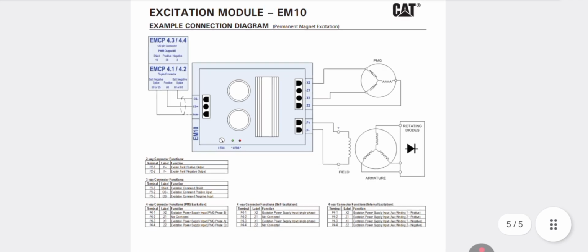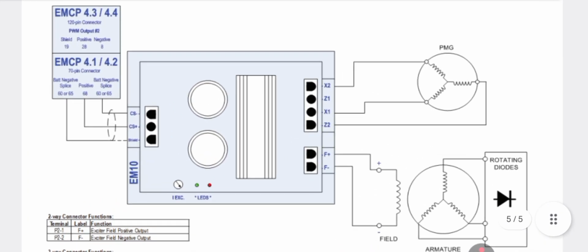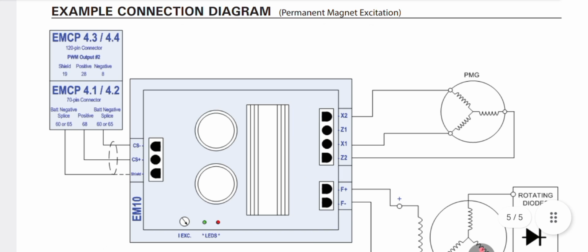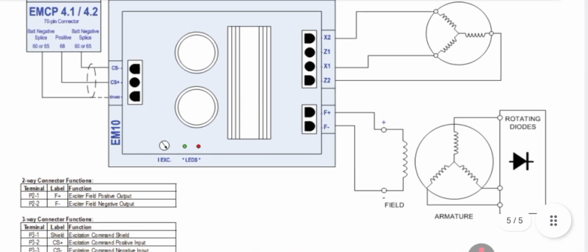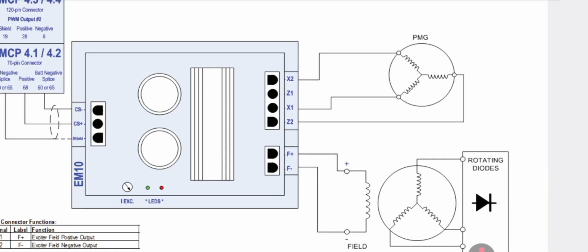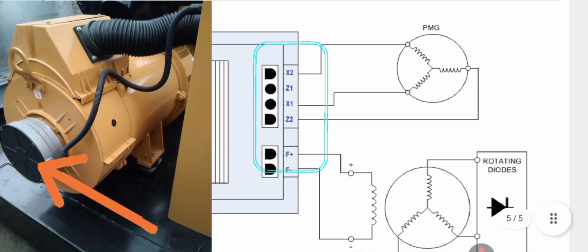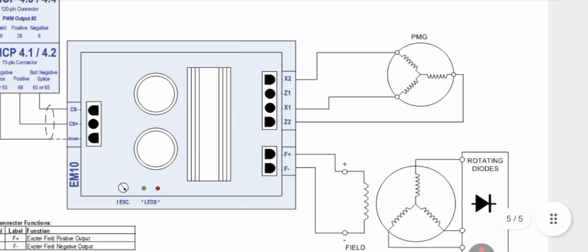Now as you can see here, this controller is most of the time installed with the EMCP 4.3 and 4.4, 120 pin connector, and sometimes EMCP 4.1 and 4.2, 70 pin connectors. Okay, the connection is very simple. As you can see, on this side X2, Z1, X1, Z2. This three wire is coming from the permanent magnet generator. As you can see here, the Z1 is empty and these 3 are for the permanent magnet generator.